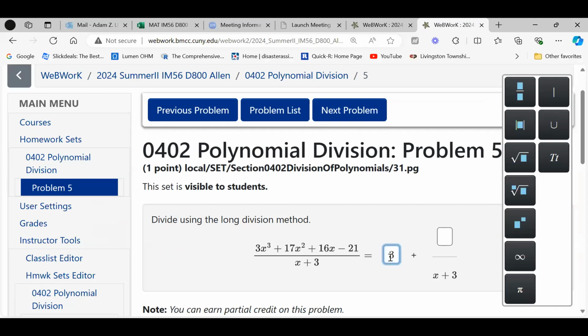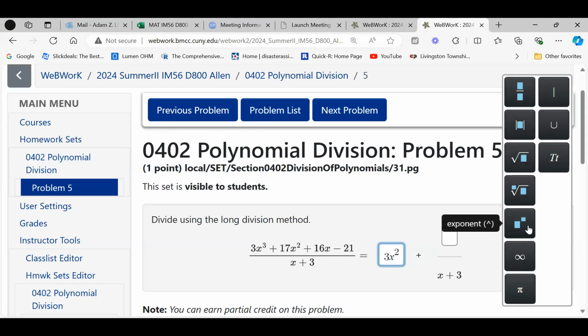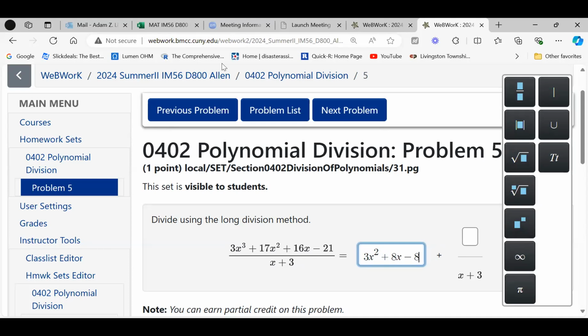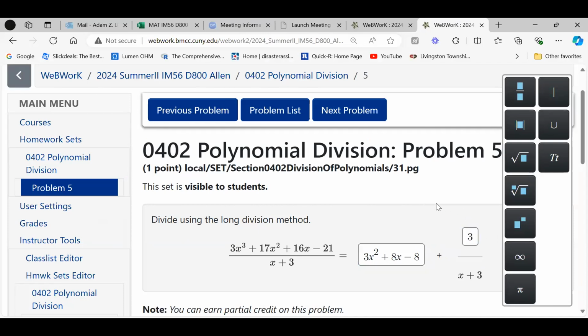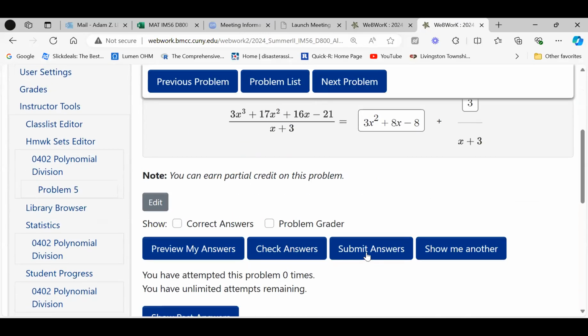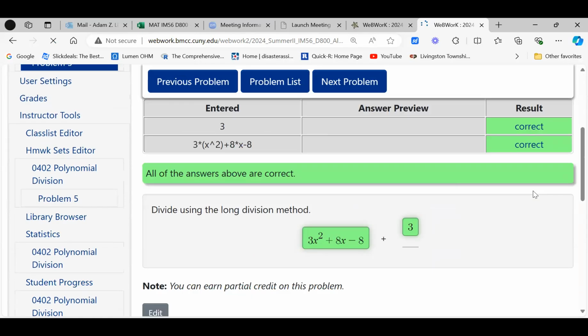X squared. Oh, you guys are good. 3x squared. Okay, and adding ax minus 8. And then let me copy the other to get the answers. Plus ax minus 8, the remainder 3. Okay, so go back here, and it's 3 here. Okay, now let's check it. Let's submit the answers. Yep, it's all good.